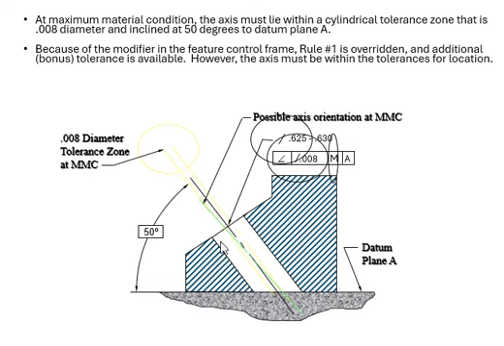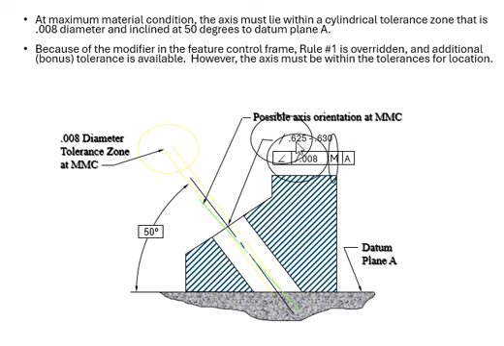But in this example, because this is one of the possible axis orientations, it can definitely mess up the MMC. So your modifier in that feature control frame right here, your Rule Number 1, is overridden because we're not following it, because of this. So MMC is presented right here in this frame, because you need additional bonus tolerance.